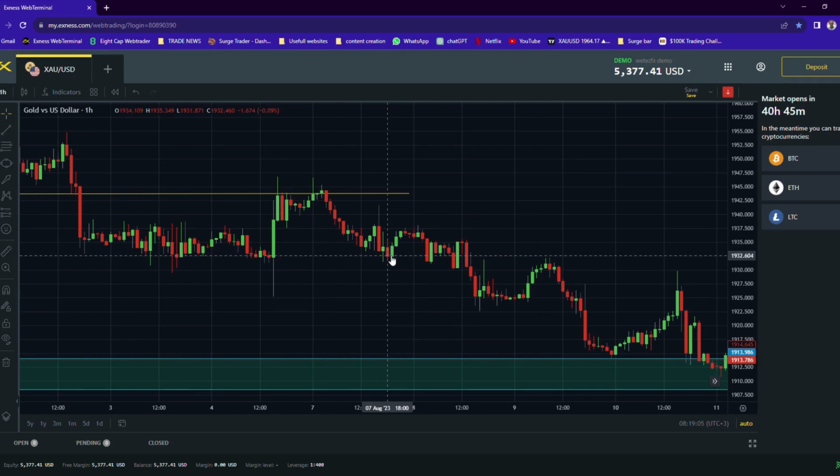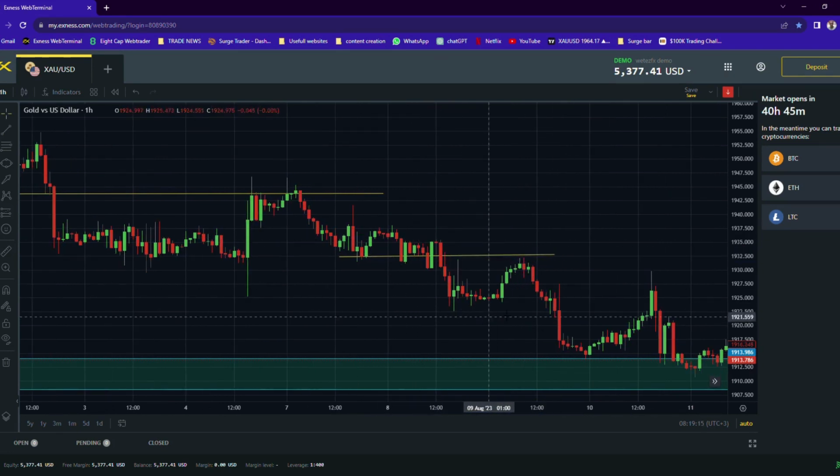And then the following day we saw a break. Let's label this support right here that was created. The following day we saw a break and retest of the same level.